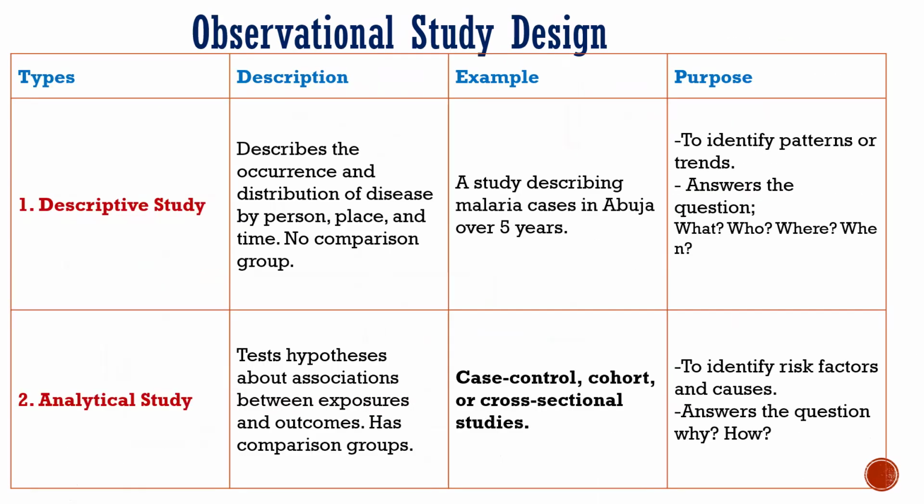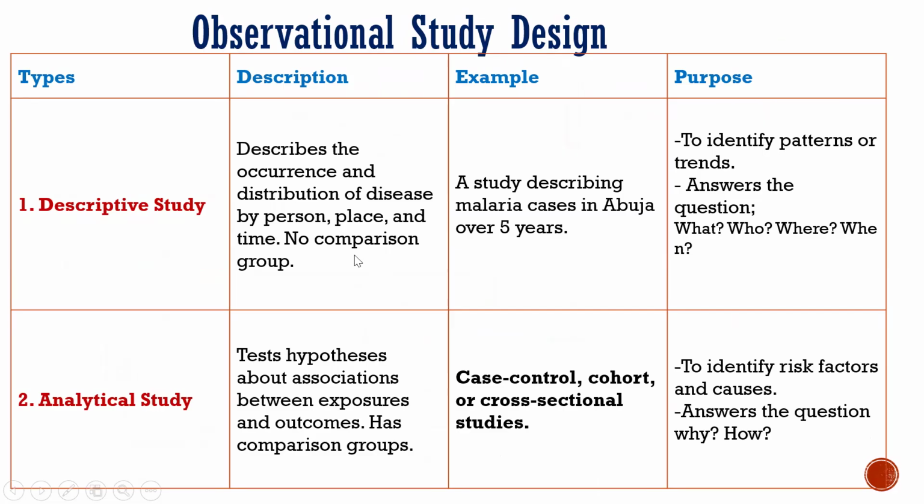Okay, so let's move on to observational study design. When you come to observational study design, there are two types: the descriptive study and the analytical study. For the descriptive study, the major aim is, just like the name, to describe the occurrence and distribution of disease by person, place, and time.